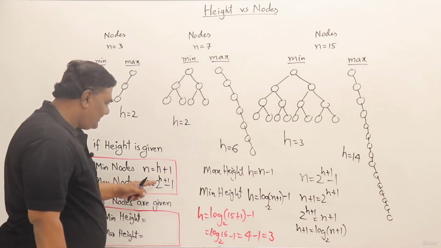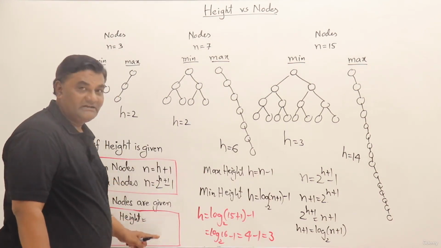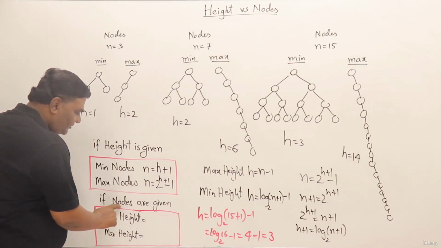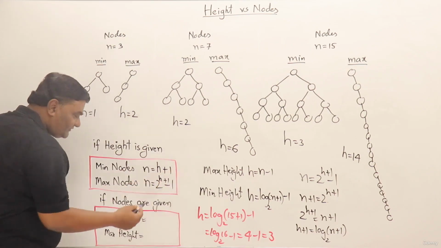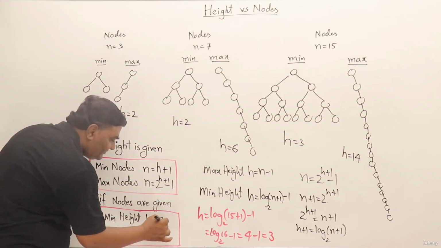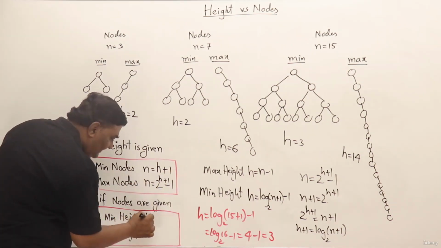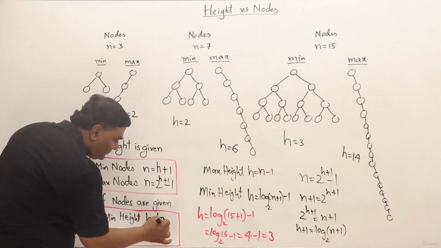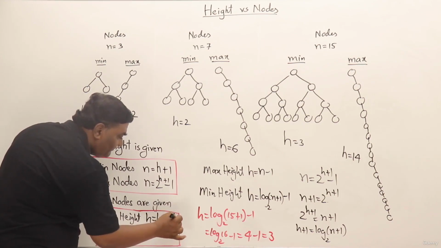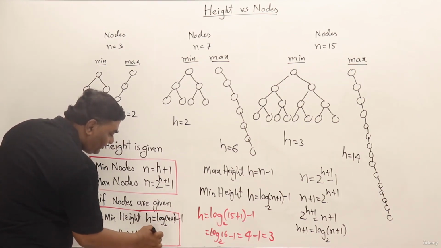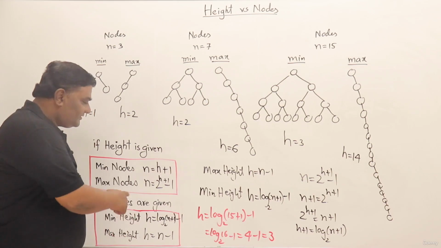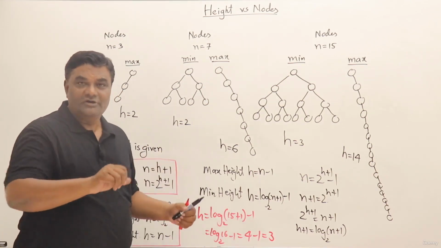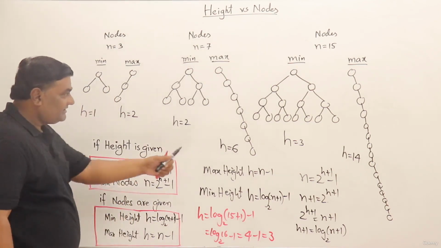So from these formulas, we can derive other formulas, right? If you know the formula for height, you can get the formula for nodes. So I will write down those formulas. Maximum height: h is equal to n minus 1. Minimum height: h is equal to log base 2 of n plus 1, minus 1. So we got the formulas. I will remove this and finally show you two formulas.